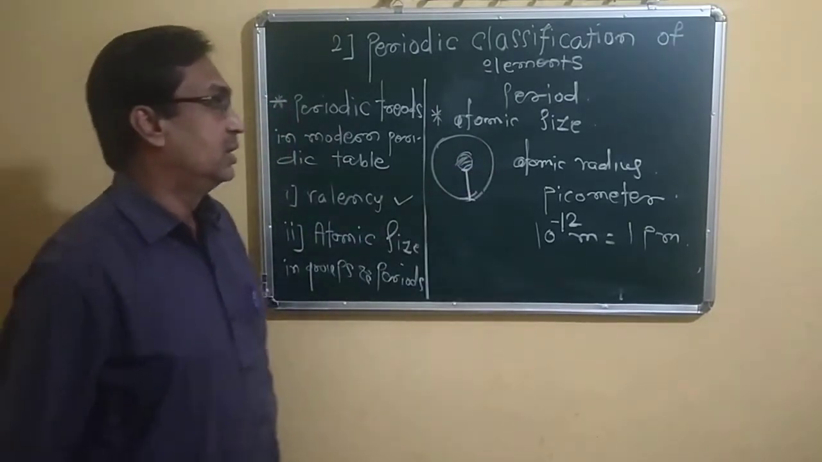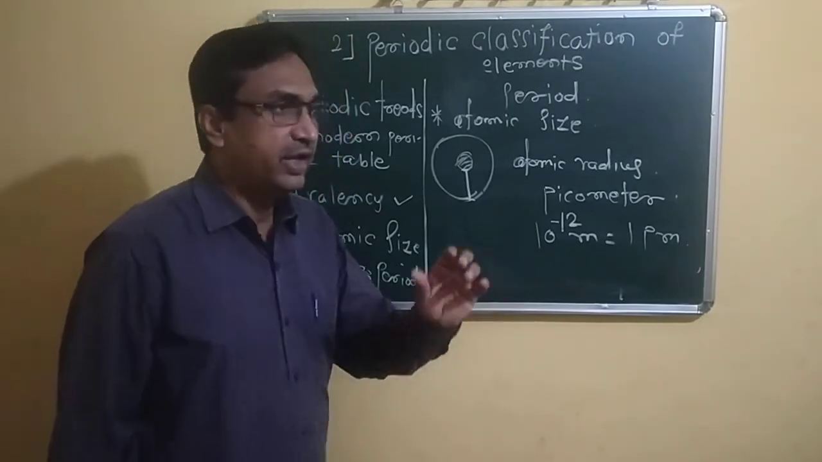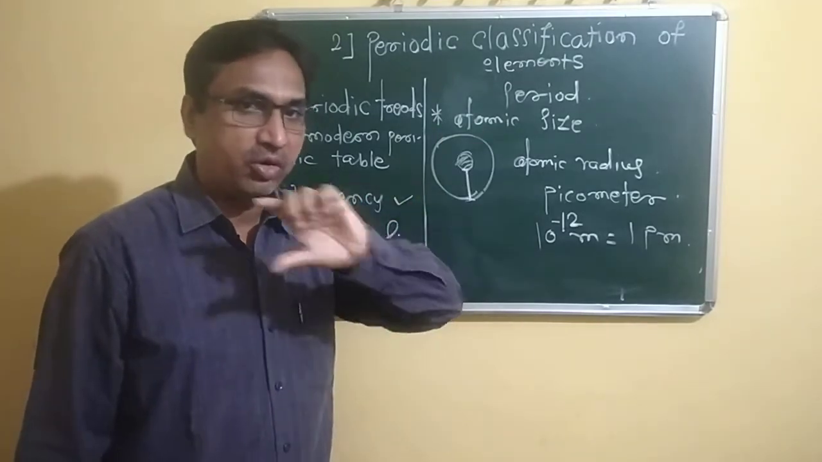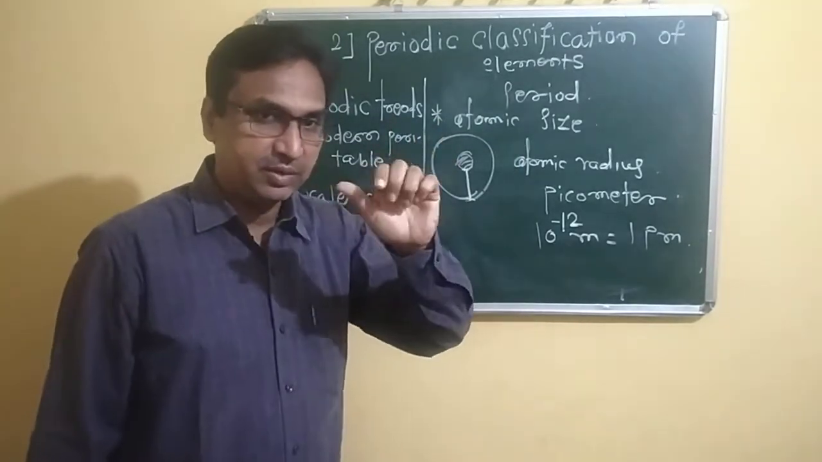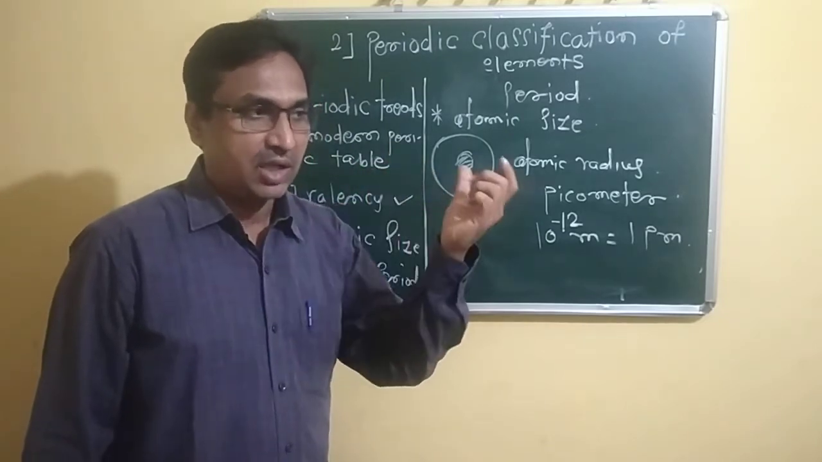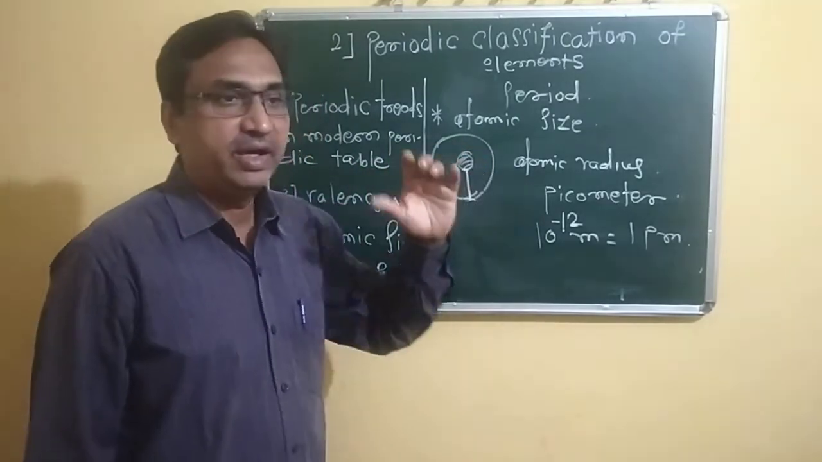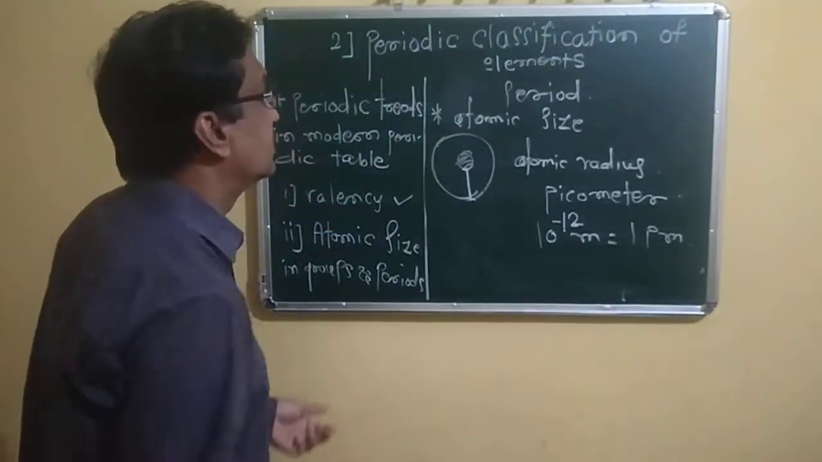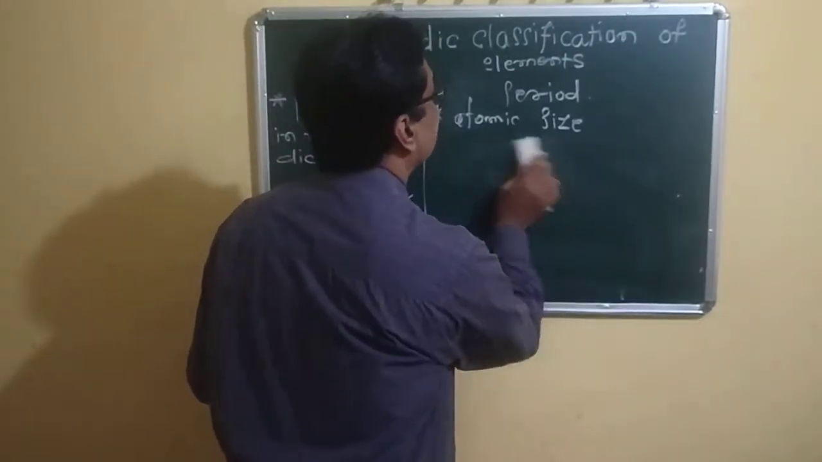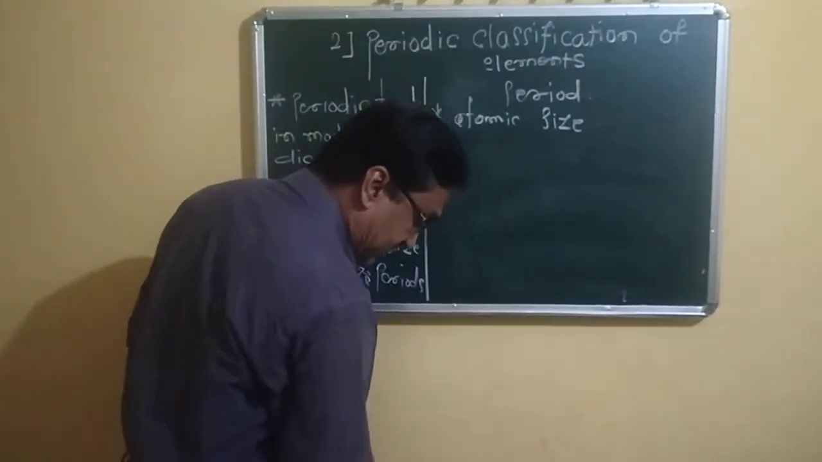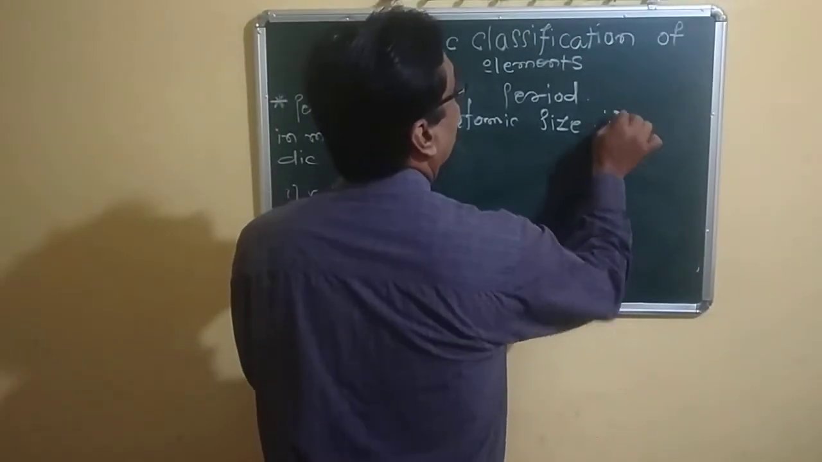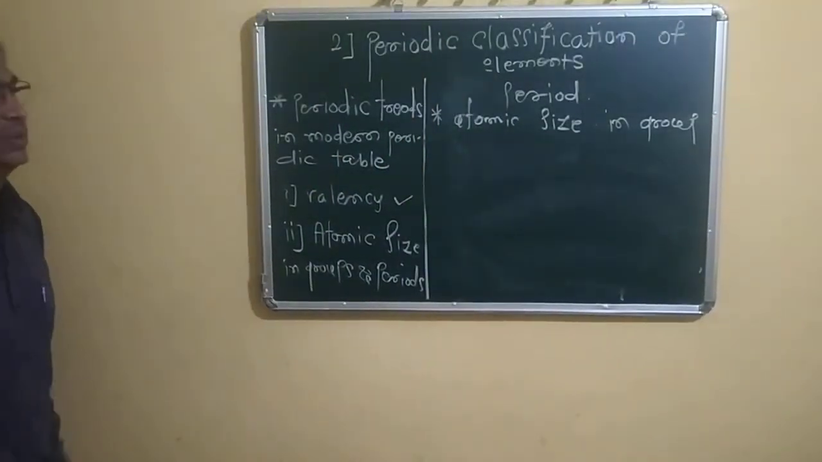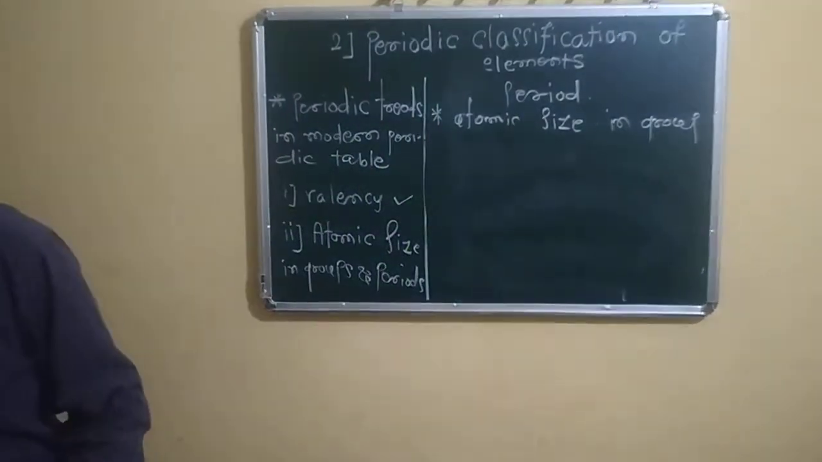of the element. We have already given some examples, the radius of some elements in a group or a period. By using this data, we can analyze the increasing or decreasing trend we have seen in radius or atomic size of the element. Atomic size in a group. In a group, what happens? For that, we have taken some examples.